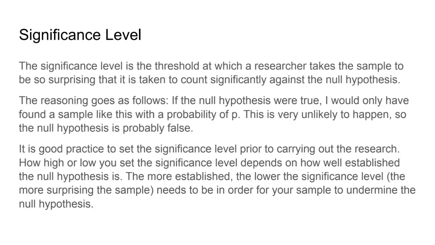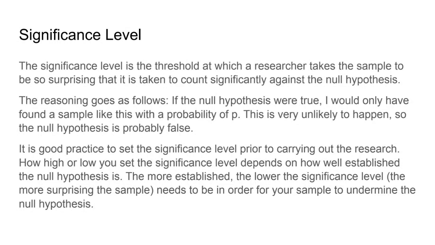The reason here goes as follows. If the null hypothesis were true, then I would only find a sample like the one I have with a probability of p, whatever p is. Now, if p is very small, then it means it's unlikely that I find a sample like the one I found, given that the null hypothesis is true. But I did find this sample, so probably the null hypothesis is false. So given the sample I found, it's very hard to maintain that the null hypothesis is in fact true, because the null hypothesis makes a sample that I did find super unlikely.